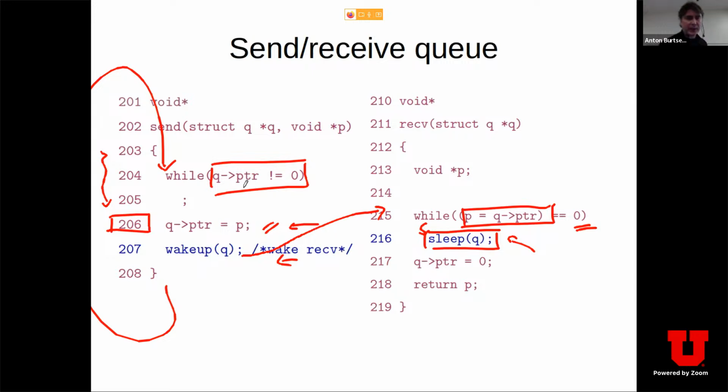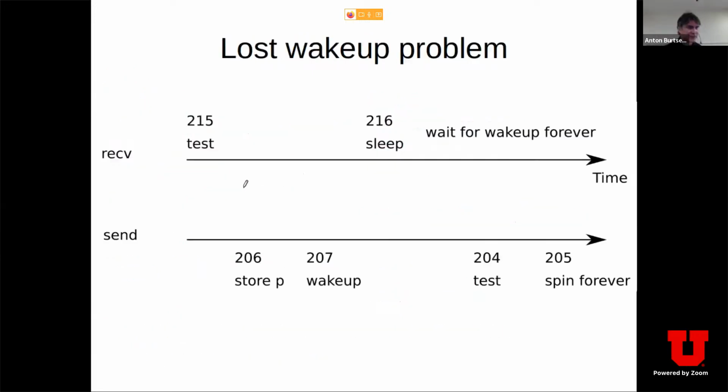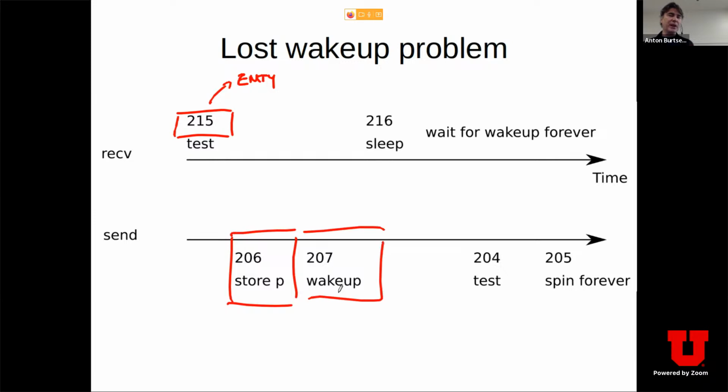It's called the lost wakeup problem. This is the visualization here. The receiver does the test, and this is the timeline. Meanwhile, the sender updates. The test says the queue is empty, so the receiver is about to go to sleep. The sender, meanwhile, stores the pointer P and sends a wakeup. And the wakeup never wakes anyone, because no one is sleeping yet. Meanwhile, the receiver goes to sleep, and it will be waiting for the wakeup forever. So this is the problem.